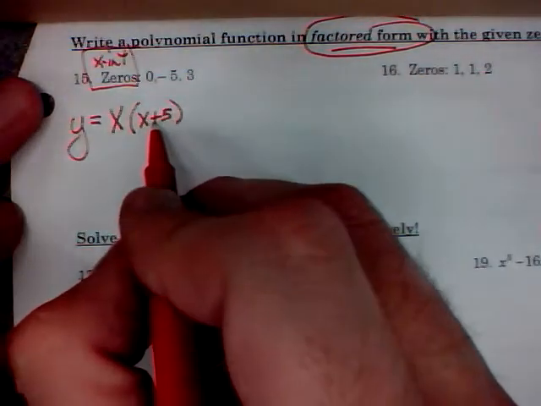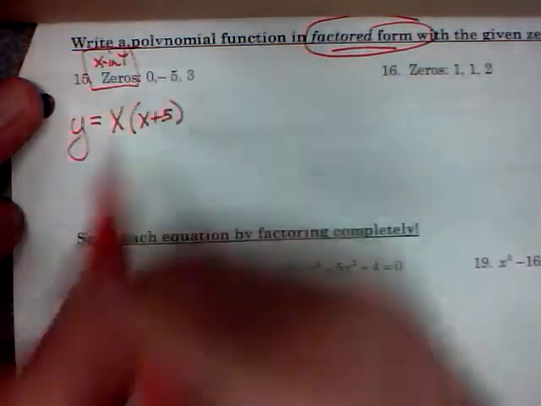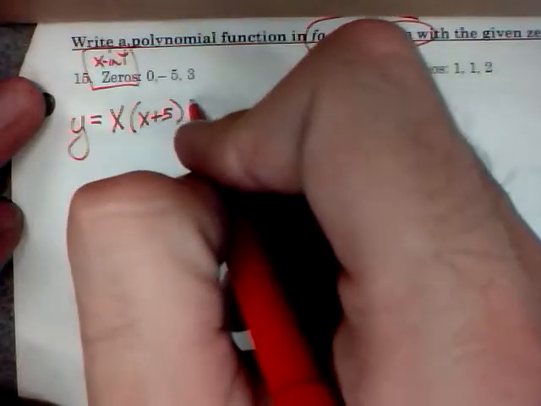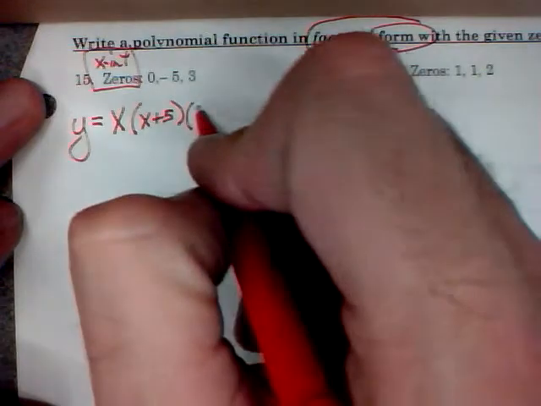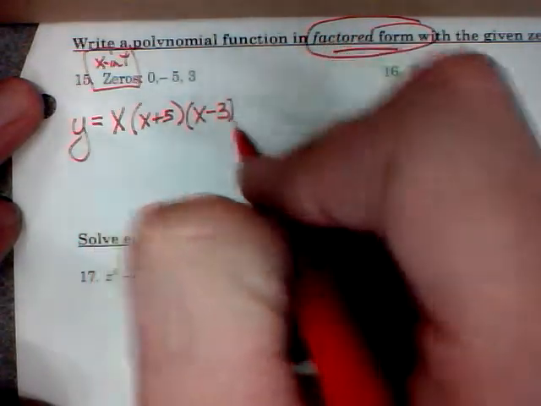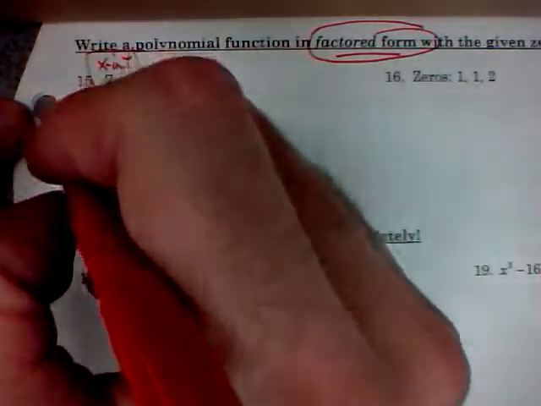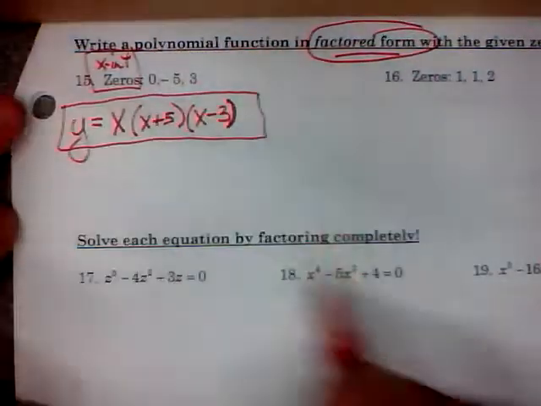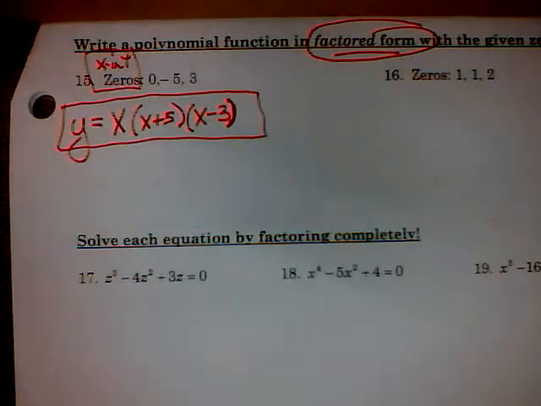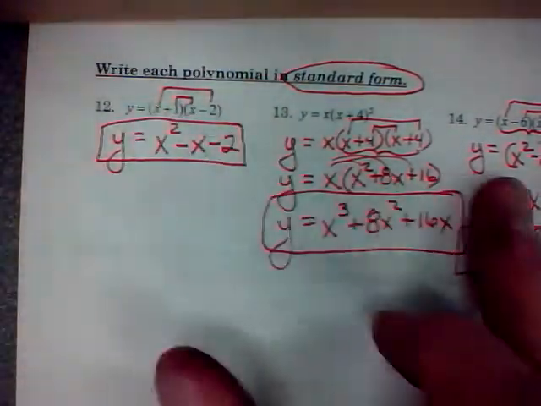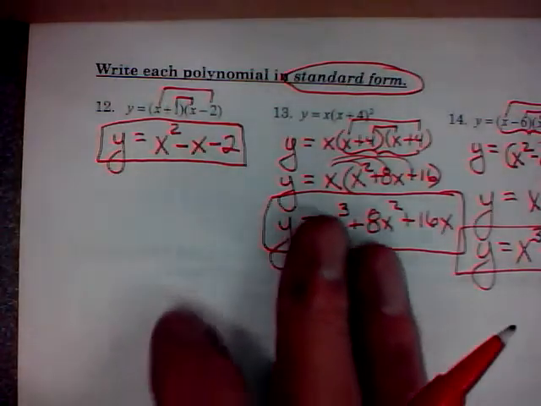Because recall, when you go from here back to there, you just switch the sign. And then here, if this was positive 3, this would be x minus 3. Okay? And because we want to leave them in factored form, this is your final answer. We're not going to ask you to multiply these out because on questions 12 through 14, we already know whether you can multiply them out or not. Okay? So this section, we are just writing them as factors.